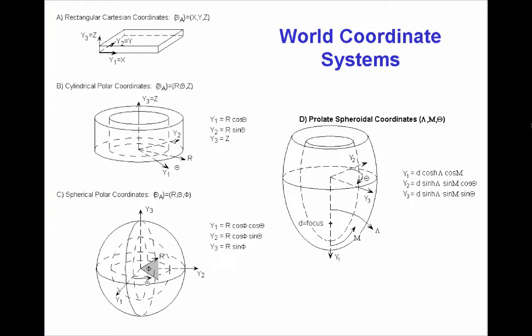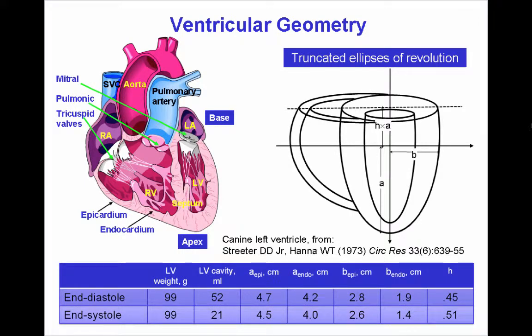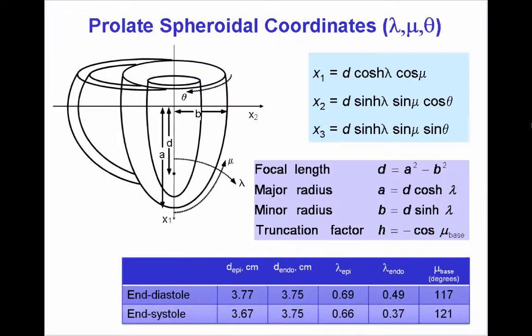Investigators working on ventricular mechanics in the 1960s and 70s, including Streeter, Hanna, and Mirsky, approximated the left ventricle as nested ellipses of revolution. Here we show data from Streeter and Hanna from 1973, who fitted truncated ellipses of revolution to measurements of left ventricular epicardial and endocardial major and minor axis dimensions in canine hearts, isolated and fixed under various loading conditions. Just as using cylindrical coordinates simplifies the description of tubular objects, the natural coordinate system for ellipsoidal shapes is prolate spheroidal coordinates, lambda, mu, and theta.